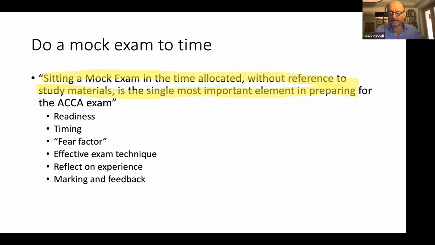Lisa's asking, can we download the PowerPoint when finished? It will be sent to you, Lisa, I believe. You'll be given a link. There's a recording of all of this, so it will be all there for you to look at.